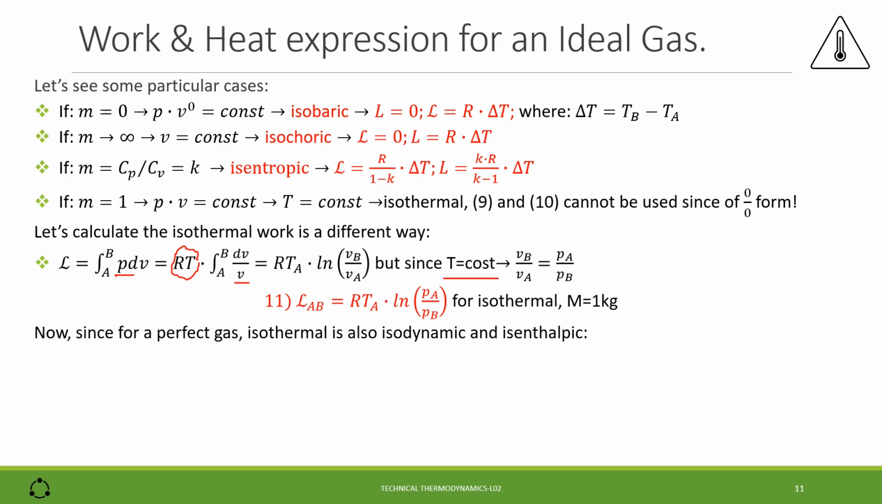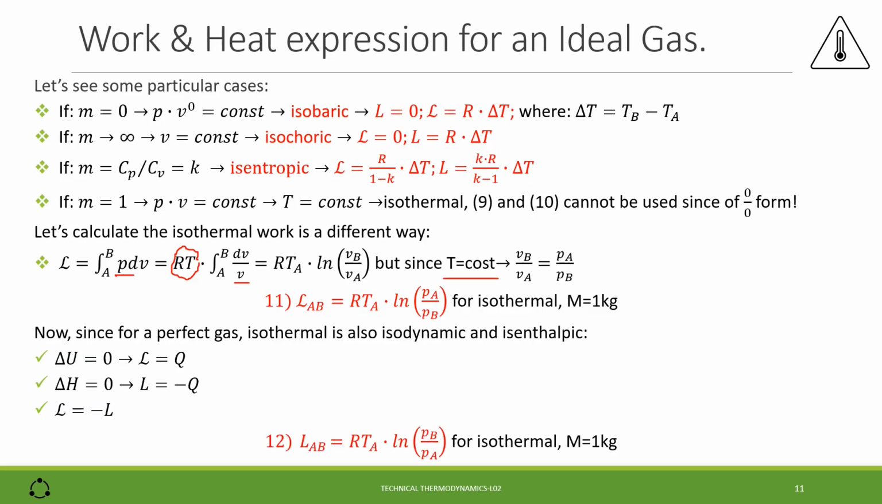And since for a perfect gas isothermal is also isodynamic and isenthalpic, the delta U is 0, the thermodynamic work equals the heat, and delta H is also 0, the technical work equals negative heat. Therefore, the thermodynamic work equals negative technical work. So we can find a similar expression for the technical work simply inverting the argument of the logarithm. And this is valid for the unitary mass as well.